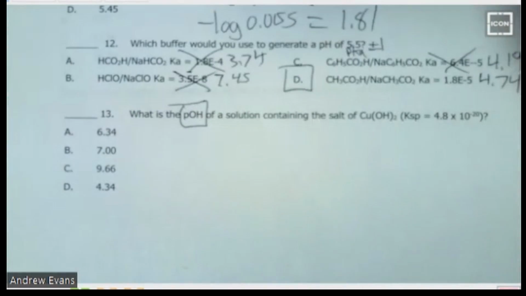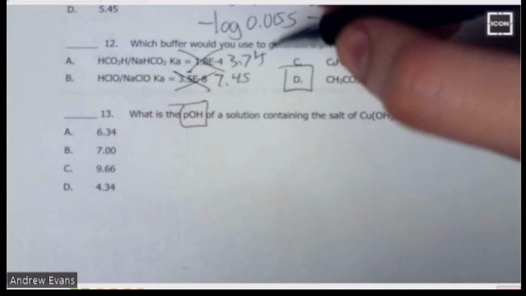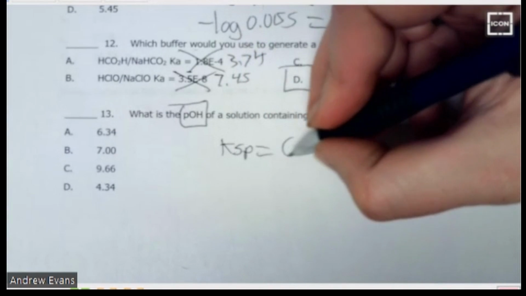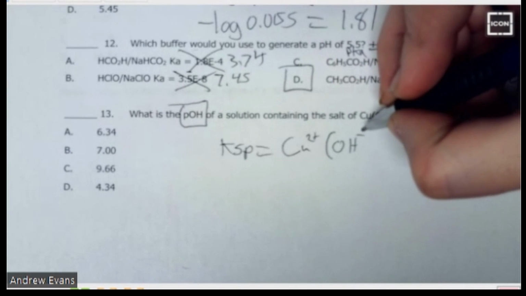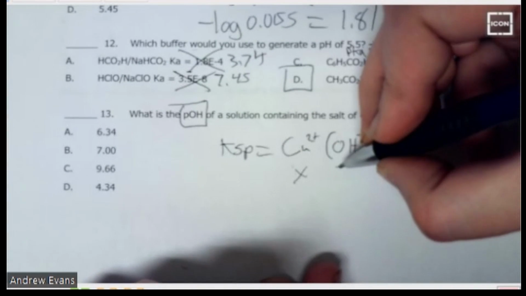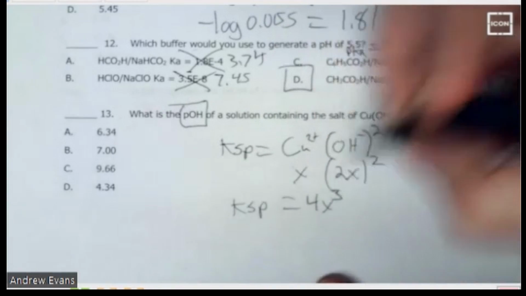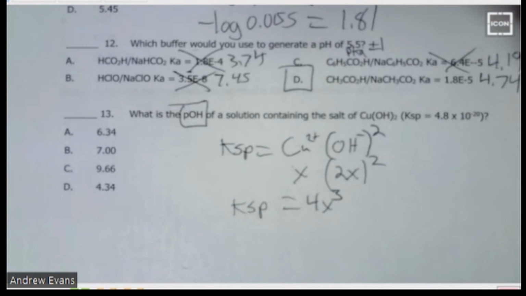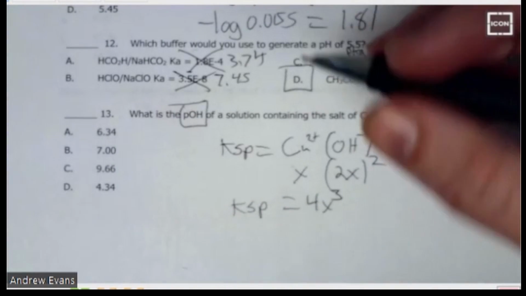One last pOH problem. This is probably the hardest problem. What is the Ksp? Ksp is equal to copper times OH minus squared. If copper is x, this is 2x, so you have 2x squared. So Ksp is equal to 4x cubed. First, you had to find x.